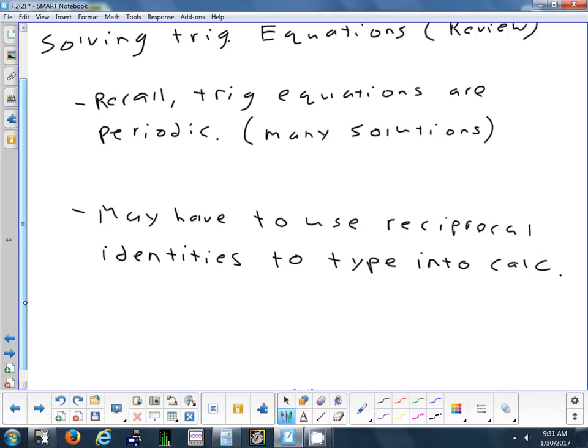If they give you a problem that involves secant, cosecant, or cotangent, do you have a button for those on the calculator? No. So if you want to type in secant, cosecant, or cotangent, you will have to type it in as 1 divided by. So if you want to solve a problem with cotangent, you need 1 divided by tangent.